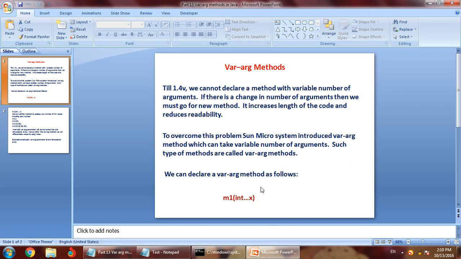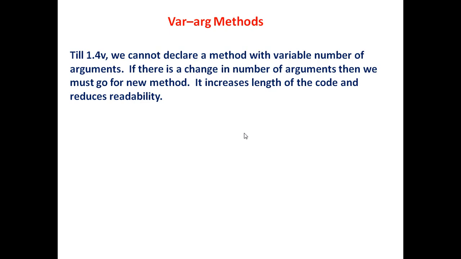So what are variable argument methods? Till version 1.4, we could not declare a method with a variable number of arguments. Where in case of sum we have 2 arguments, and then 3 arguments, then 4 arguments, we have the same method name, but the number of arguments are changing. So this is what is meant by variable argument method, right? The arguments are changing, but the requirement of the function is the same, just adding up the numbers. That's it.